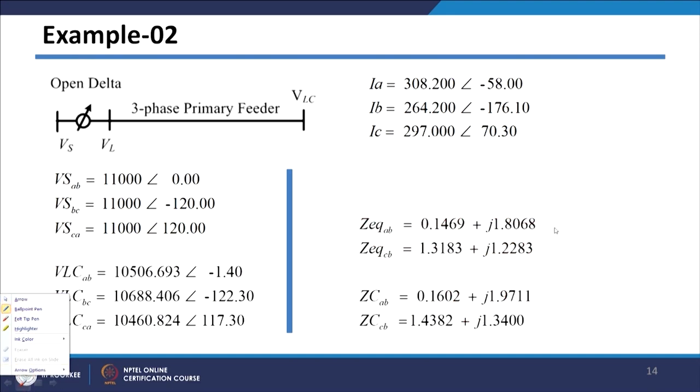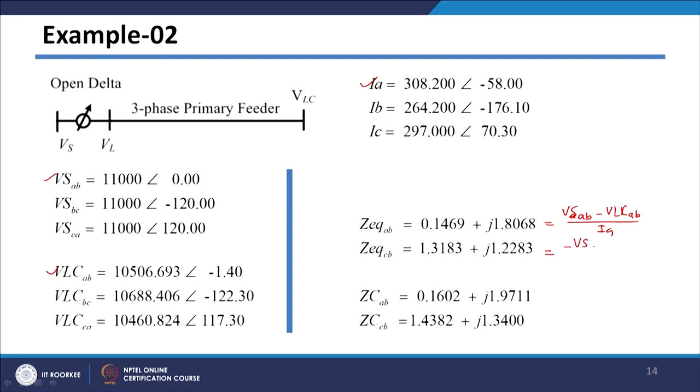Okay, so I got these two equivalent settings. This one I got as VSAB minus VLAB divided by your current IA. So these three quantities are known, and this quantity I got, minus VSBC plus VLCBC divided by your current IC here.